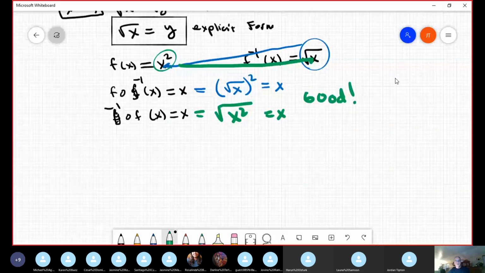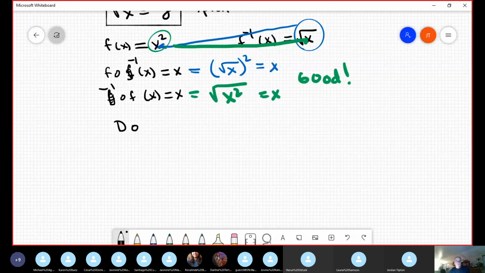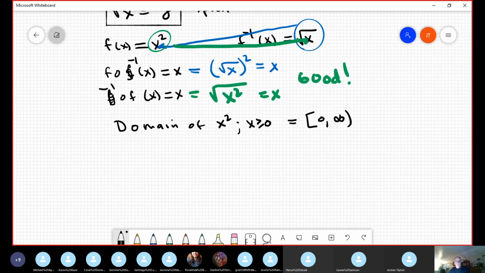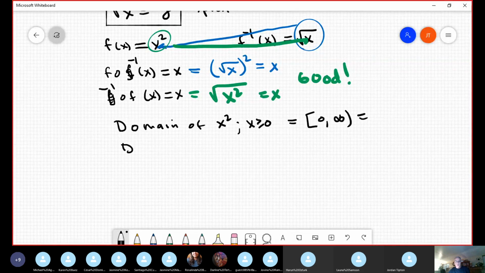What about the domain? Domain of the function. Domain of x squared. Of course, under the restriction, this. Well, it's obvious that it's this. It's in interval notation, guys. It's bracket 0, infinity. And this is equal, by definition, to the domain of, oh, sorry, no, domain, range. Range.